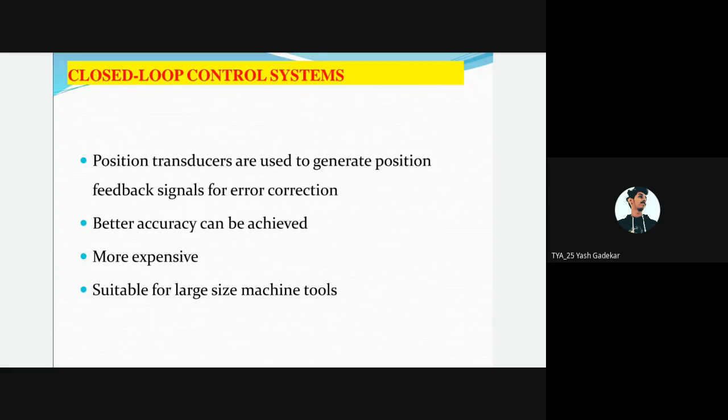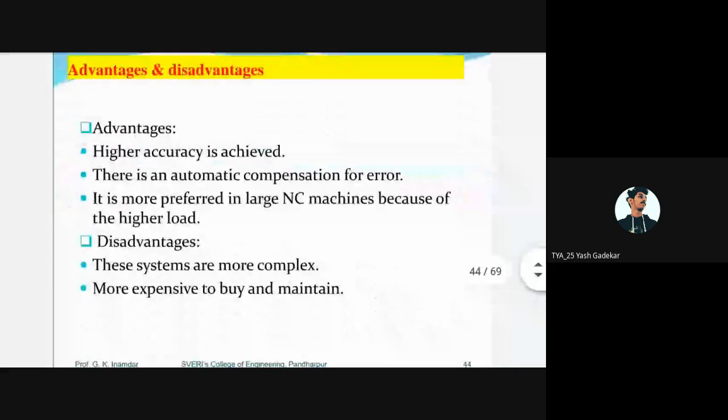Some advantages are there. Higher accuracy is achieved. There is automatic compensation for the error, which is nothing but feedback: if any error happens, a signal is given to the controller, and the controller takes whatever action is required. It is more preferred in large NC machines because of the higher load. So a heavy machine is available, and different high speed motors can be added, because a feedback system is available.